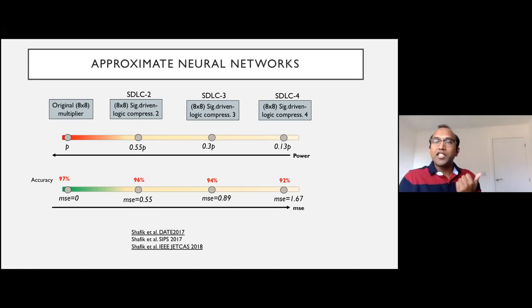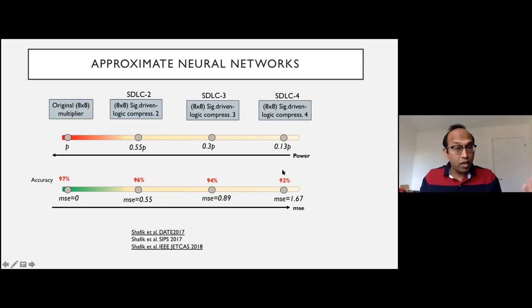Surprisingly, no, because this is the fascinating thing about neural networks. They always know how to mitigate the loss of precision from one layer to the other layer. One of them will look after the other. They will automatically look after each other. Look at this. If you had the original configuration of your neural network, you had 97% accuracy for a certain image recognition problem. This is the MNIST problem. Some of you will have heard. This is a handwritten character recognition problem. 97%. And if you look at using the SDLC-4, you only lost accuracy by 5%.